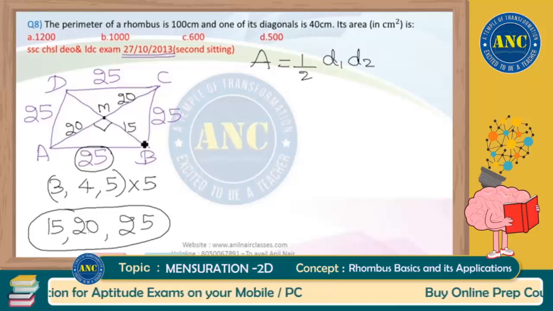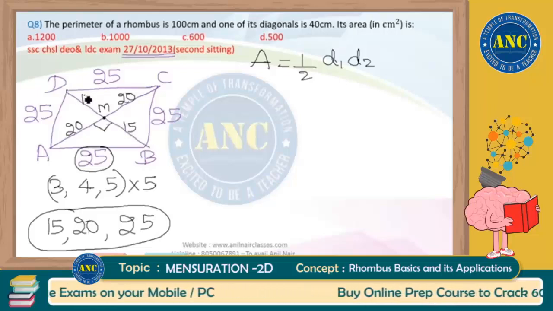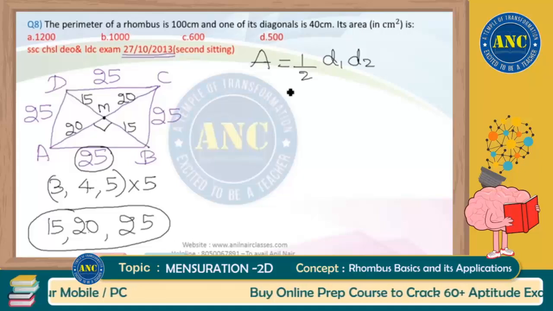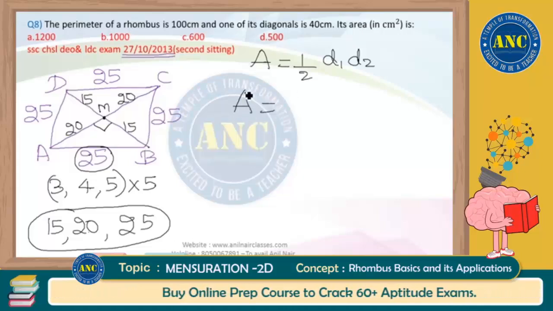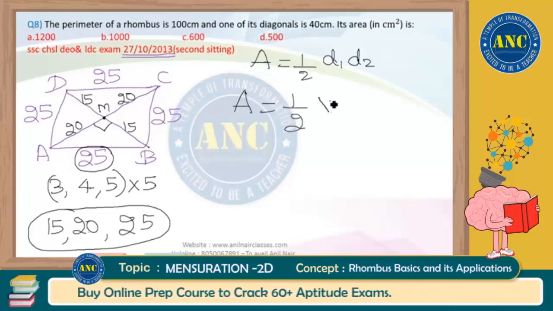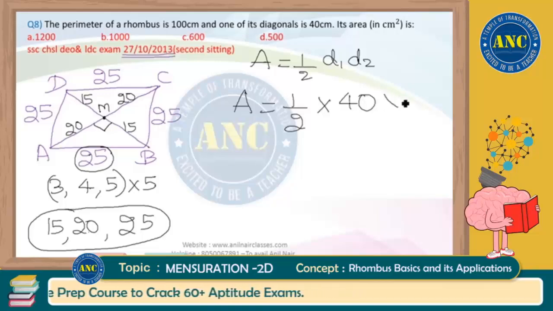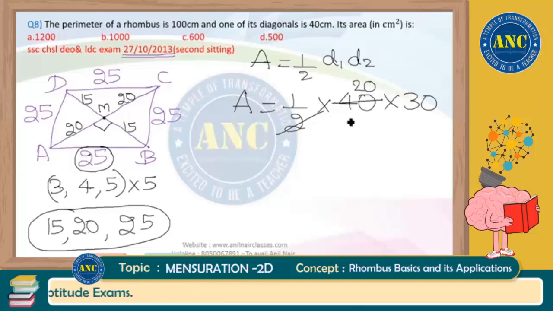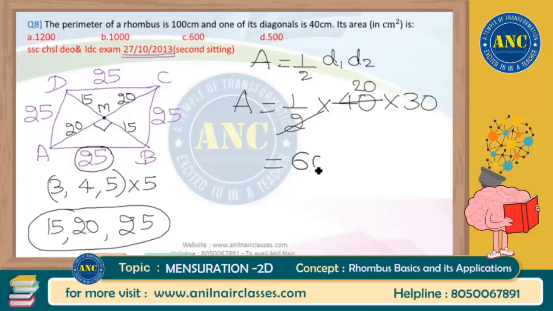If MB is 15, MD also will be 15. So BD will be 15 plus 15, 30. So the area is half into one diagonal 40, other diagonal 30. This is 20 into 30, which is nothing but 600 square centimeters, which is option C. I hope this kind of methodology is very clear for you people.